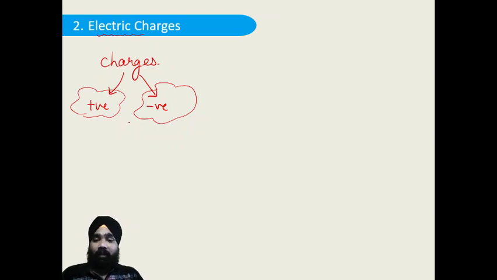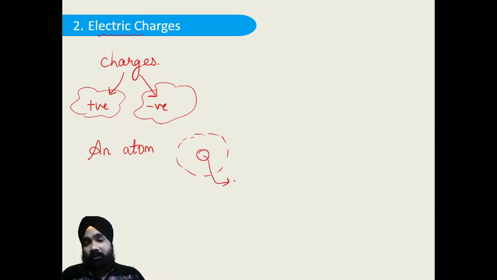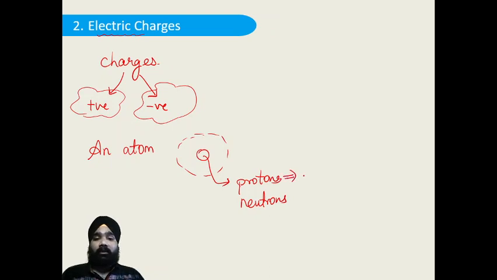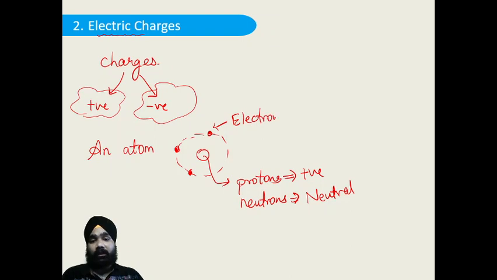Now, we all know that an atom is made up of a nucleus, with electrons revolving around the nucleus. So what is inside the nucleus? Inside the nucleus there are protons and neutrons. The protons are positively charged, while neutrons have neutral charge, or we can say zero charge. The electrons revolving around this nucleus are negatively charged.